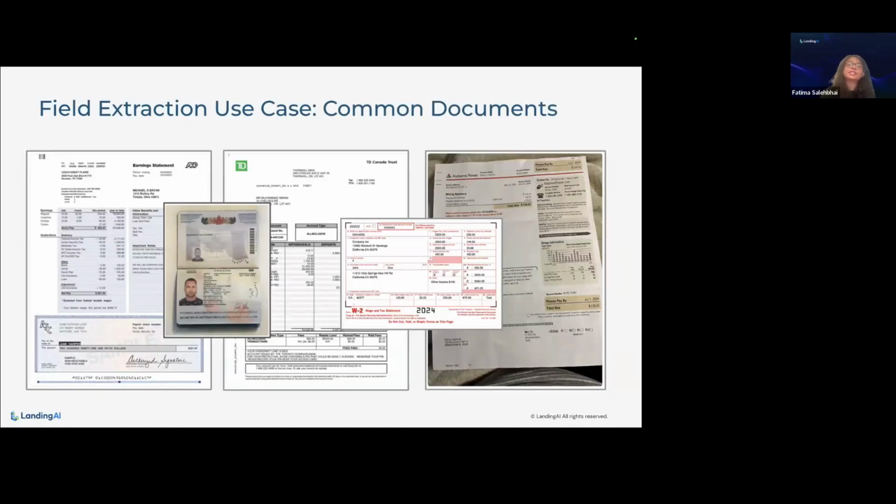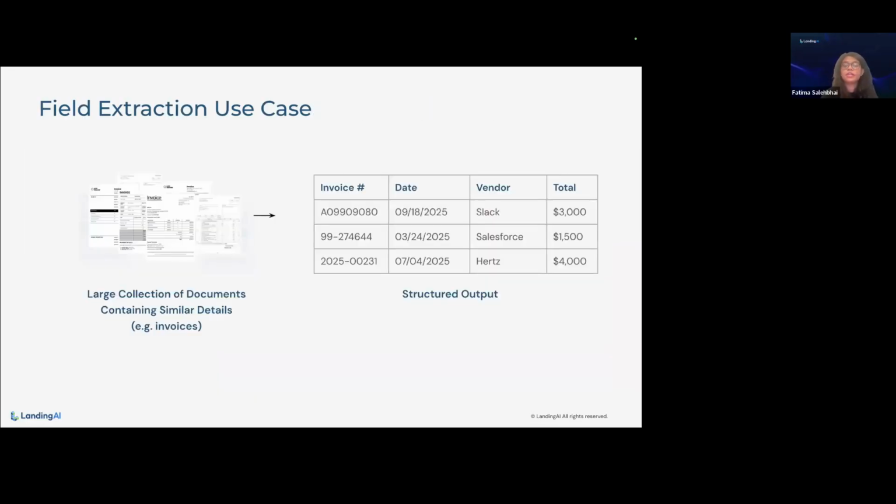For the field extraction use cases, we see a bunch of invoices, electricity bills, W2s, W9s, other forms or ID cards, where you have very specific data that you want to extract from documents, and it is very repeatable. So if you have a large collection of invoices, you want to extract invoice number, date, vendor, and total, and convert them into a more structured output.